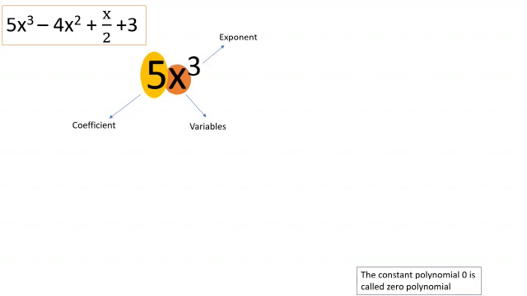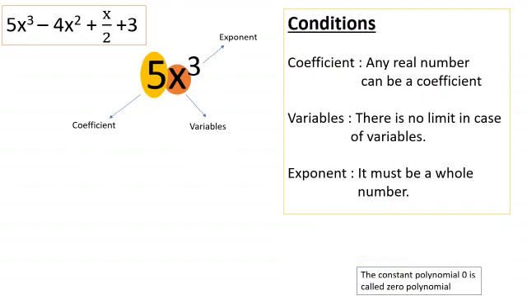Now let's see the condition to make an algebraic expression into a polynomial. It's because every algebraic expression is not a polynomial. There is a certain condition to make an algebraic expression into a polynomial. Following are the conditions. In case of coefficient, that is the number, there is no particular condition. Coefficient can be any real number. It can be 5, it can be 6, 2, it can be minus 5, it can be minus 10, and it can be a fraction 1 by 2, it can be 3 by 4, anything.